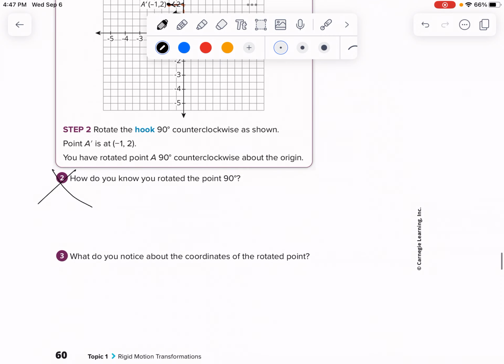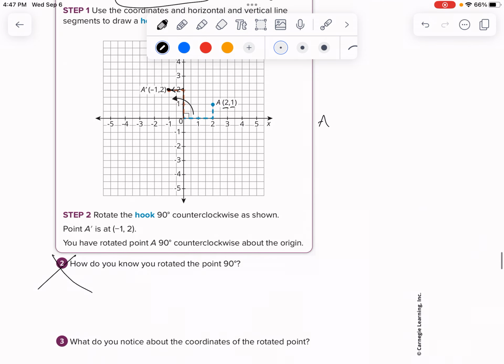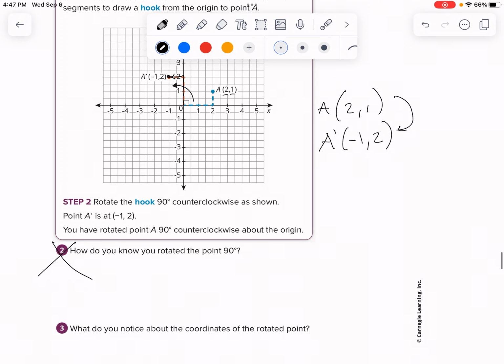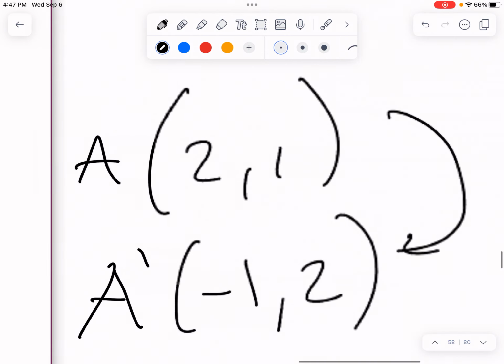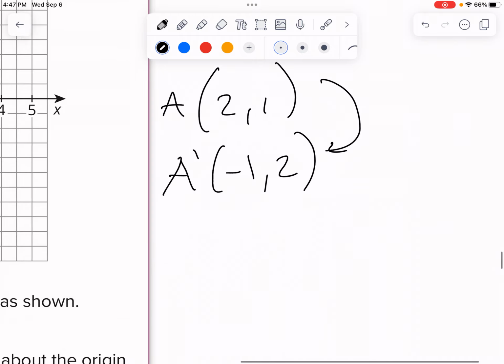Okay, we're going to skip number 2. We're going to go to the next one, number 3. What do you notice about the coordinates? So here I have A is (2, 1). A prime is (-1, 2). There's some type of relationship that's happening there. There's some things that are the same. There's something that's different. So what can you say about what's happening with the 2's, what's happening with the 1's, or what's happening with the x's, and what's happening with the y's?